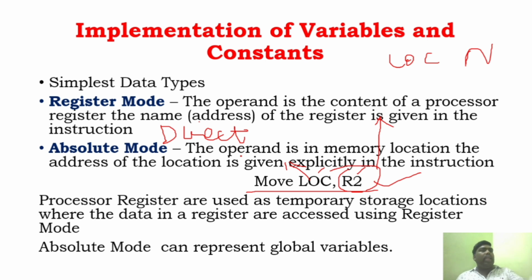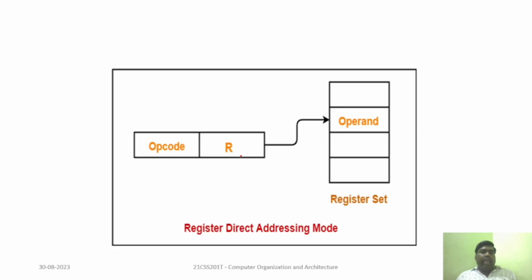Register mode and absolute mode, very simple. Directly giving the register name as the operand is register mode, and directly giving the memory location is absolute mode, right? And you can see here, this is the opcode, right? Opcode is nothing but the operation, what it has to do, that is add, move.